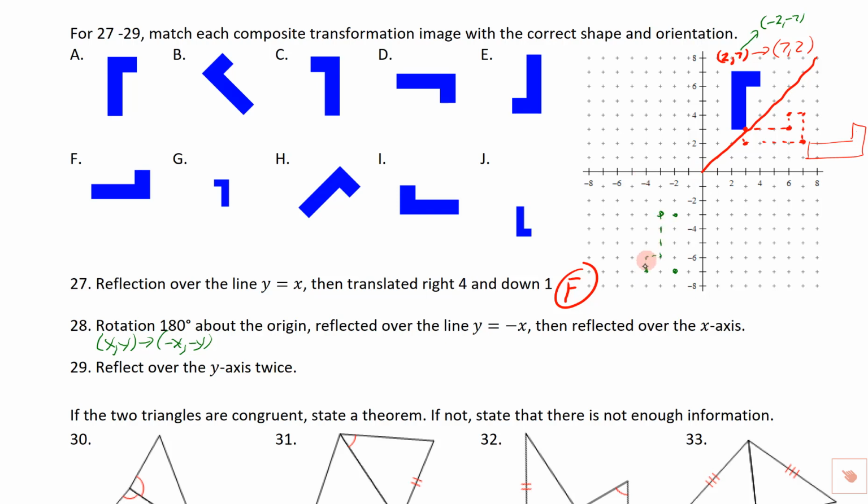If I did every single one of those points, either by using the rule or by drawing that line through the origin and going back through the origin and getting to where we need to be, this is what we'd have.